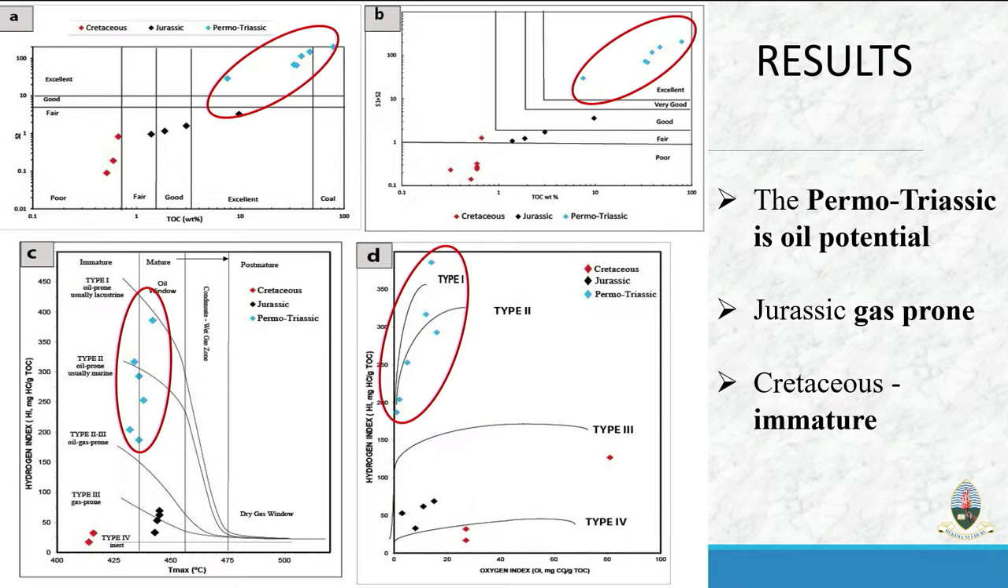Then I assessed again on the Jurassic interval, which shows to have a moderate richness, moderate generation potential, and it showed to be gas prone. The assessment of the Cretaceous interval showed that the source rock were immature, also gas prone, but incapable of generating anything by the time, based on maturity, because they were immature.